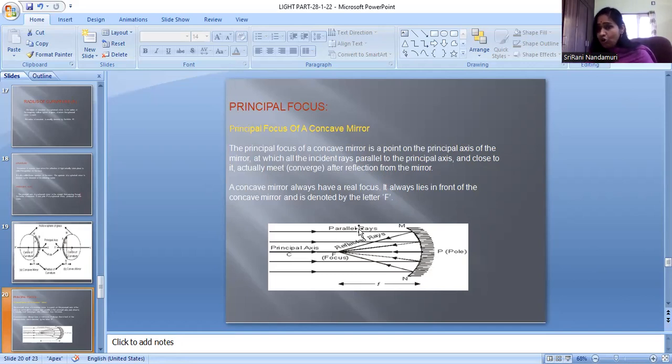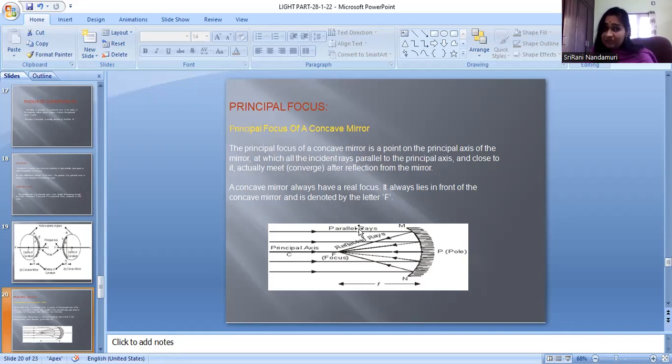If you observe a concave mirror, what type of reflection can you see? Convergence of reflection, because all the light rays are coming and meeting at one point. Converging of light rays is taking place. So in the concave mirror, convergent rays form.